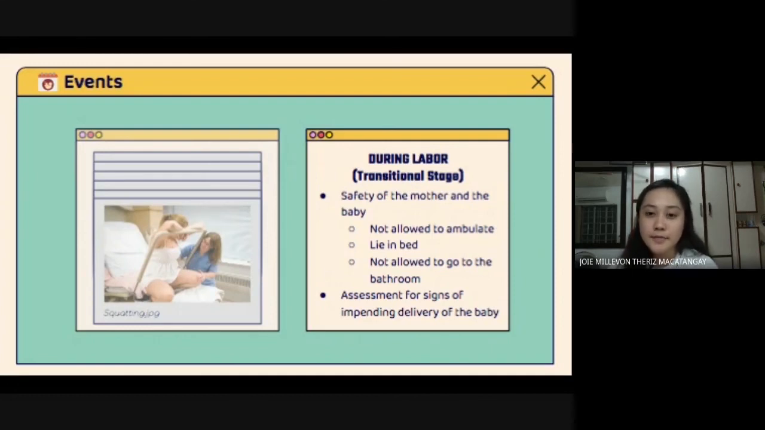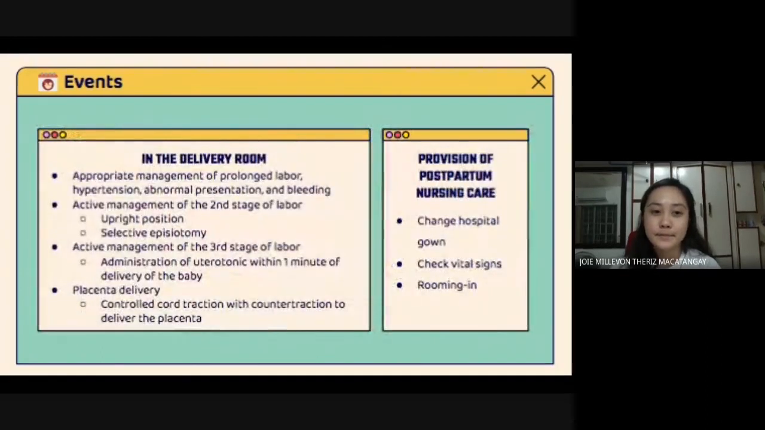In assessment for signs of impending delivery of the baby, need din po namin i-check yung cervical dilatation po ninyo kung lalabas na po si baby and kung meron man pong complications para po masolusyonan po agad. In the delivery room during the expulsion stage, so appropriate management of prolonged labor, hypertension, abnormal presentation, and bleeding. So the healthcare workers know the management of these kinds of circumstances.